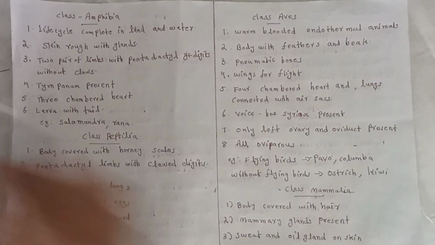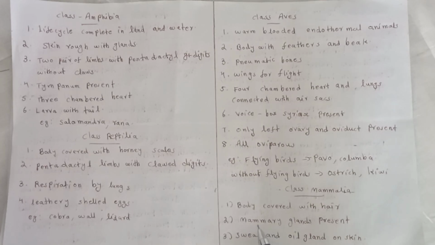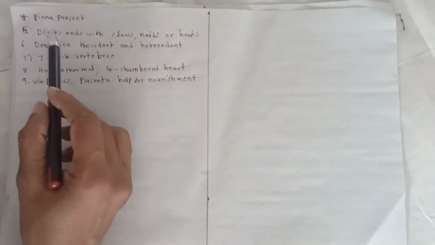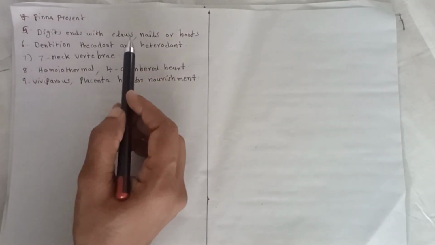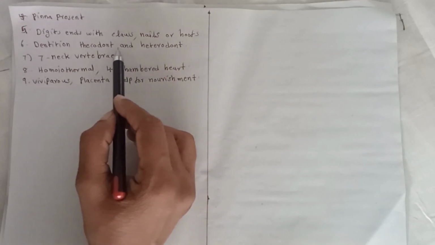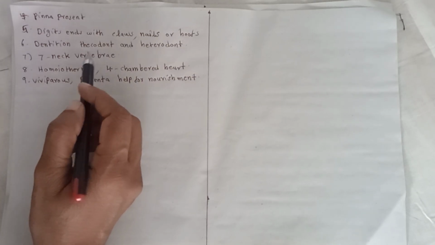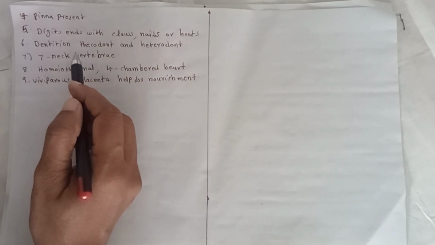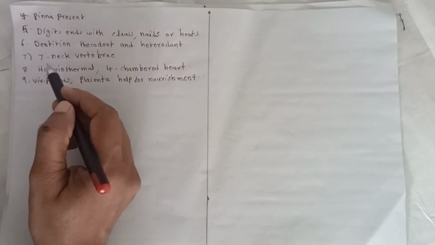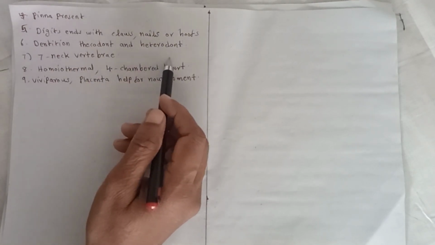Next class, Mammalia. The common features of Mammalia: body covered with hair, mammary glands present. They give birth to young ones and feed milk. Sweat and sebaceous glands present on skin, pinna present. Digits with claws, nails or hooves. Dentition is thecodont and heterodont. Thecodont means teeth are situated in the sockets of jaw bones, and heterodont means there are four types of dentition.